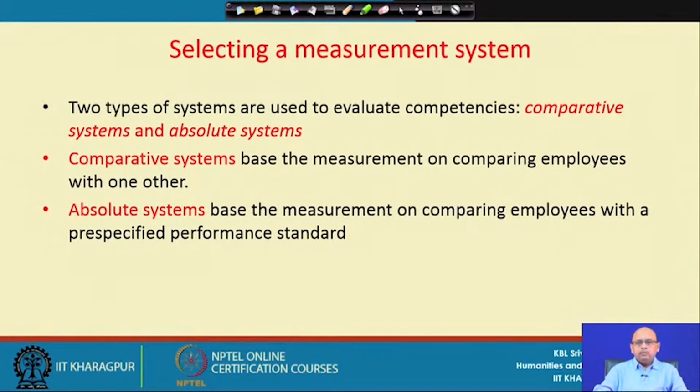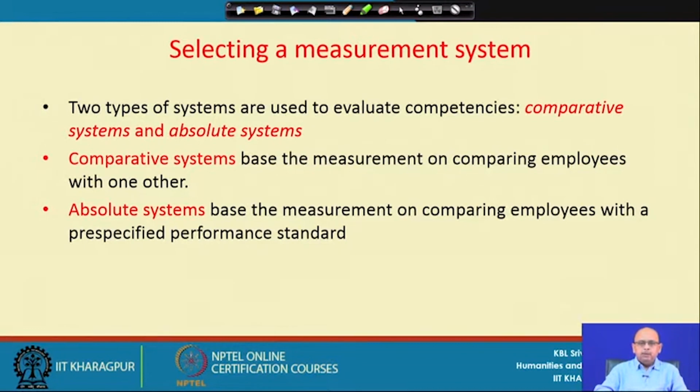For example, when we evaluate students, we can use both kinds of systems, comparative and absolute. Comparative systems are relative in the sense that we look at the performance of one student compared to other students, and that is how we evaluate them, right. Even the grading is based on this relative system.